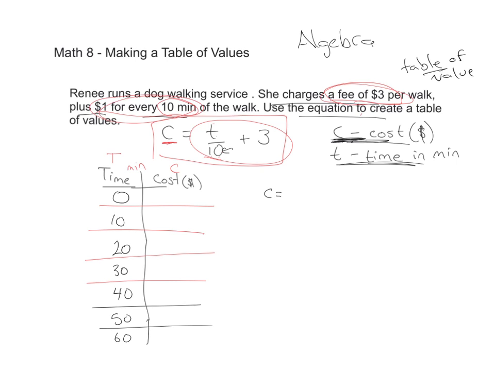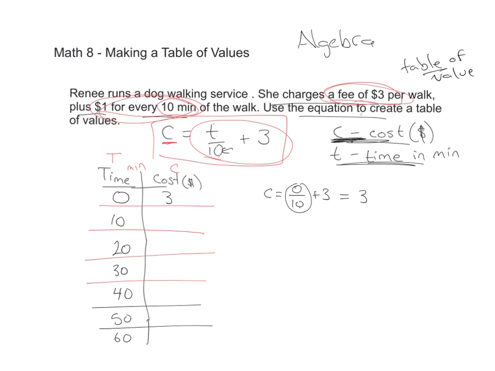So let's do the first one. T in the first one, time is 0. So we're going to put a 0 in for t. We're going to divide it by 10, and then we're going to add 3. So remember, order of operations here. We do the division first, then we do the adding. 0 divided by 10 is 0. Add 3. So 0 plus 3 gives me 3. So in this case, if she walks your dog for 0 minutes, so you just bring your dog here but you say you don't have to walk it, she's going to charge you $3.